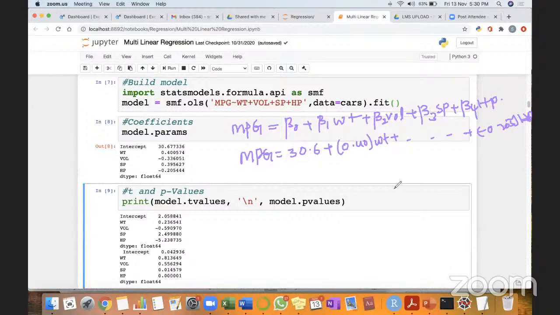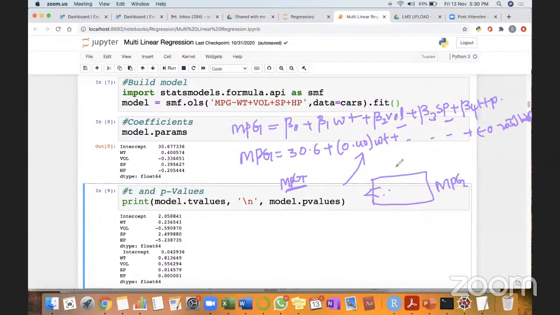Now what you can do: I have a new car, and for this car, I want to find out the MPG value. Simply take this car's weight and volume, SP and HP. So we can find out all these variables for this car. Once you find those, simply plug them into this, then I'll get the MPG for this car. That's how we can use this multiple linear regression equation for prediction purposes.